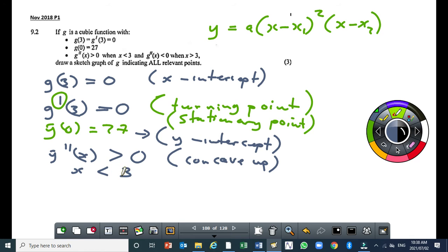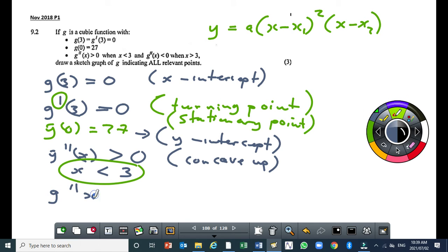If I were to ask you, what will be the value of x at the point of inflection then? If you see this, what's the value of x at the point of inflection? It's going to be 3. Okay? Pay attention. It means the value of x at the point of inflection is 3.